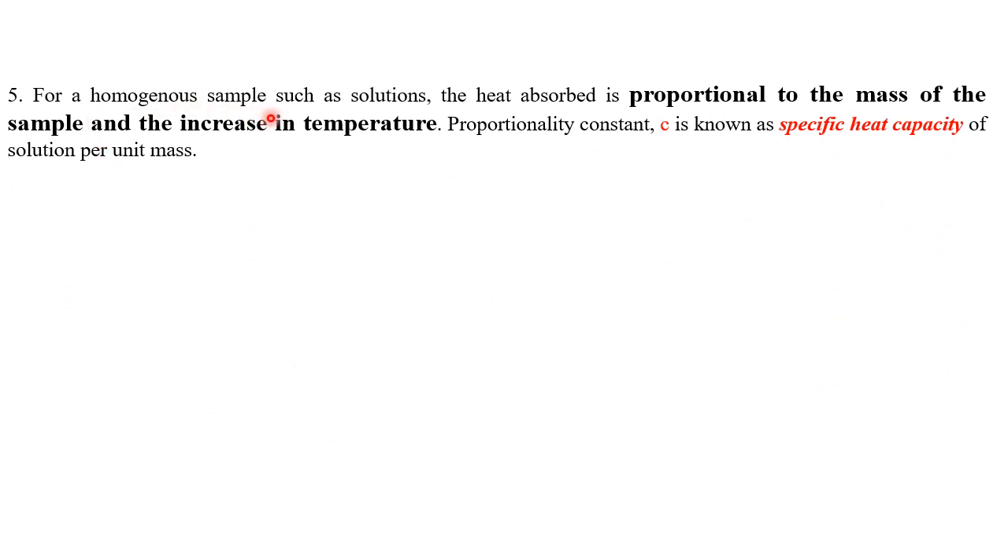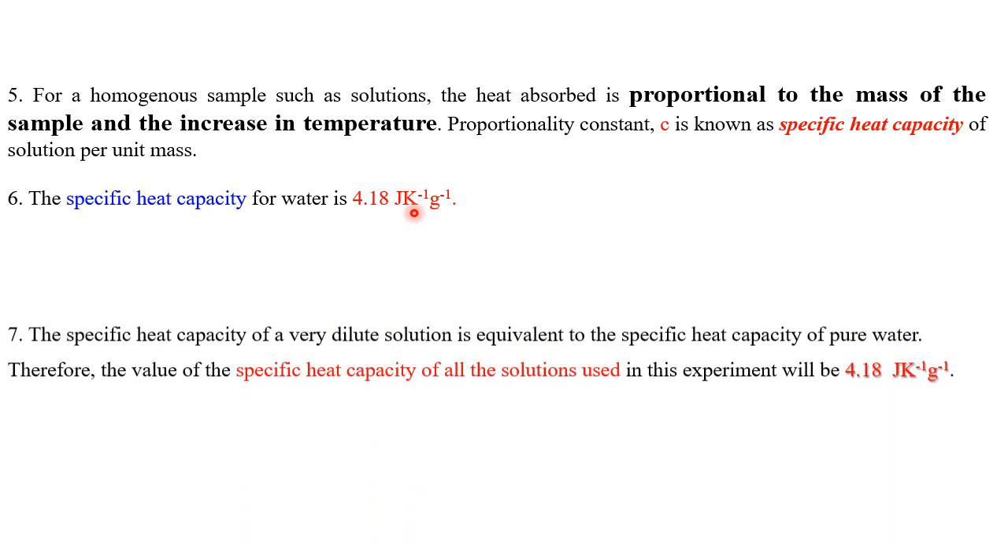For a homogeneous sample, such as a solution, the heat absorbed is proportional to the mass of the sample and the increase in temperature. The proportionality constant, this one is small c, is known as the specific heat capacity of the solution per unit mass. The specific heat capacity for water has the constant value of 4.18 joule per Kelvin per gram. Sometimes it's per degree Celsius; it can be per Kelvin or per degree Celsius. Depending on the reaction, if we measure with Kelvin, then Kelvin. If we measure with degree Celsius, then per degree Celsius.